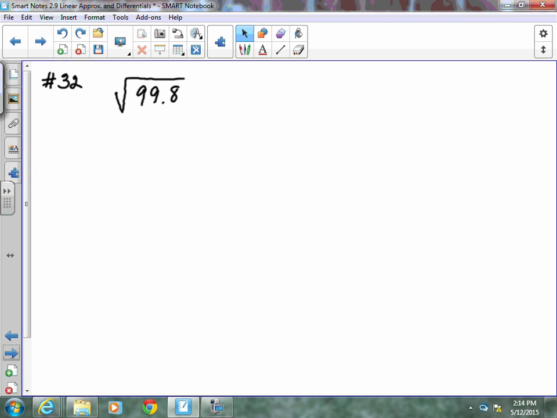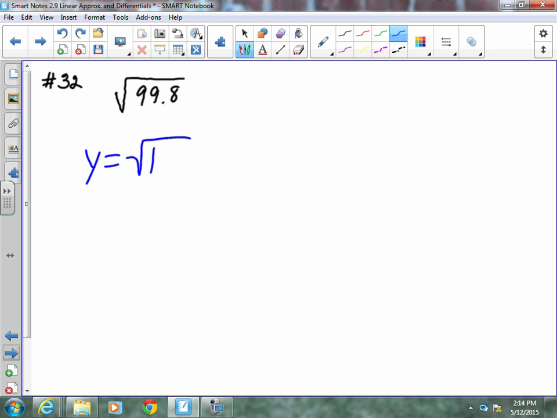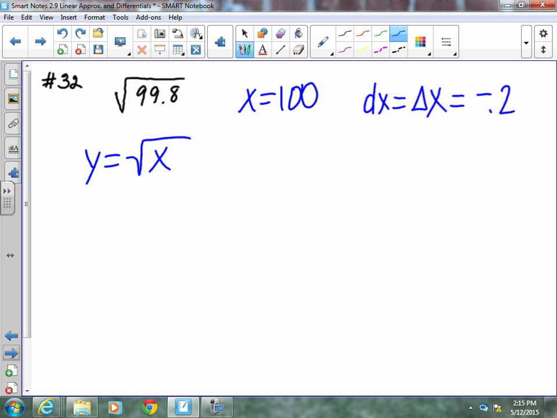Now, let's try an example. So, if we've got radical of 99.8, our equation is radical x. Now, I can't square root 99.8, you probably can't either, but there is a number close to 99.8 that we can square root, and that is 100. So we're going to use 100 to estimate. To get from 100 to 99.8, that means our change in x, or our dx, has to be negative 0.2.